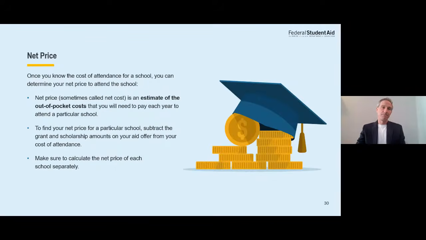Now, once you have your cost of attendance, we need to find out the net price for each of the schools you might attend. The net price, sometimes called the net cost, is an estimate of the out-of-pocket expenses that you will need to pay each year for a particular school. The net price can be found by subtracting any grants or scholarships you're offered from that particular school's cost of attendance. Let's look at an example.